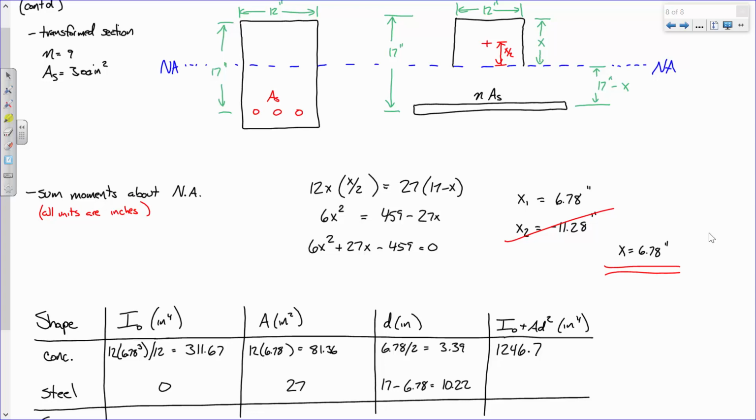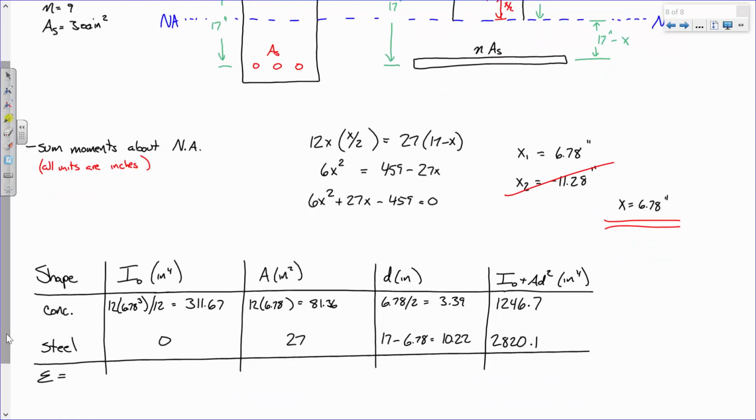Anybody got a number for me? Somebody else, come on. 2,820.1. Do I have a second on that? Yep. All right, so add those two up, what do you get?